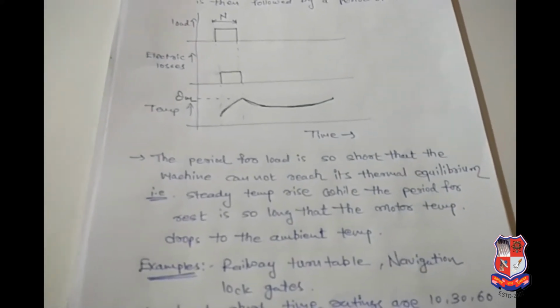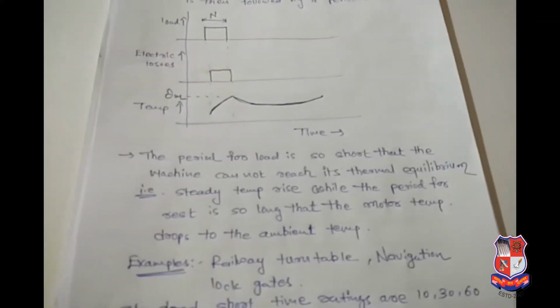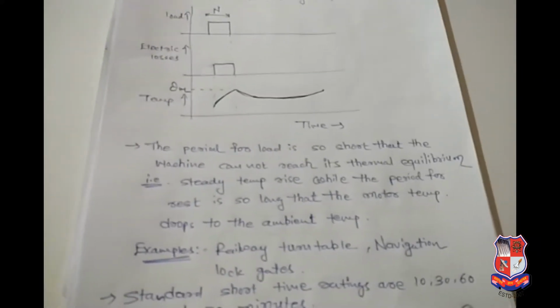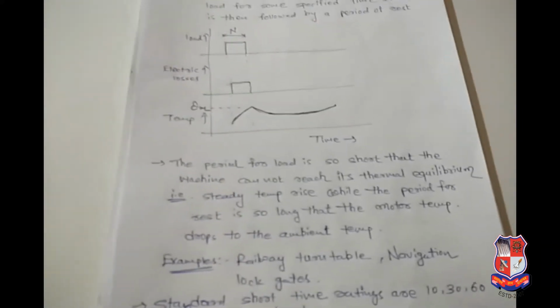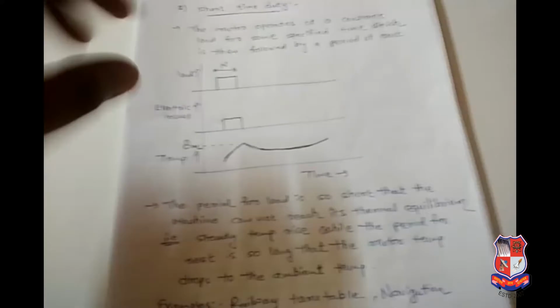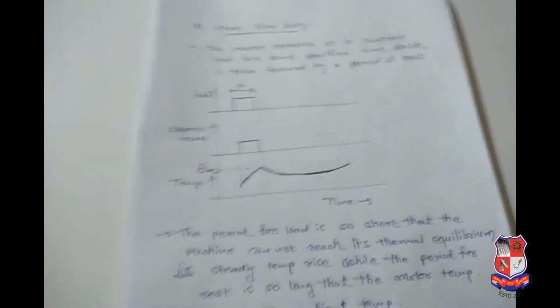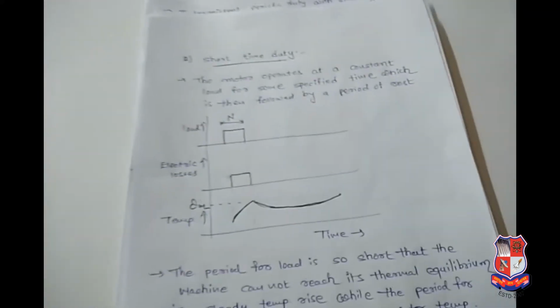So what happens in this type of duty cycle? The period of load is so short that the machine cannot reach its thermal equilibrium, or steady temperature rise, while the period of rest is so long that the motor temperature drops to the ambient temperature. Why does it happen? Because the period of operation under rated condition is so short, and the remaining period, that is the rest period, is too long.